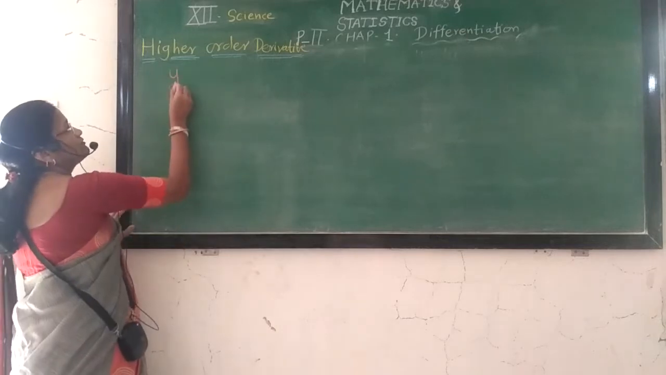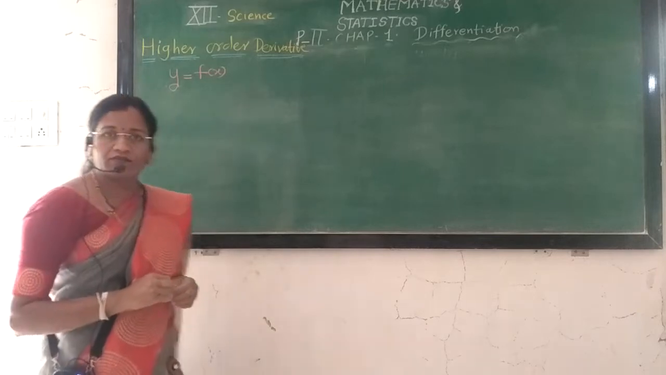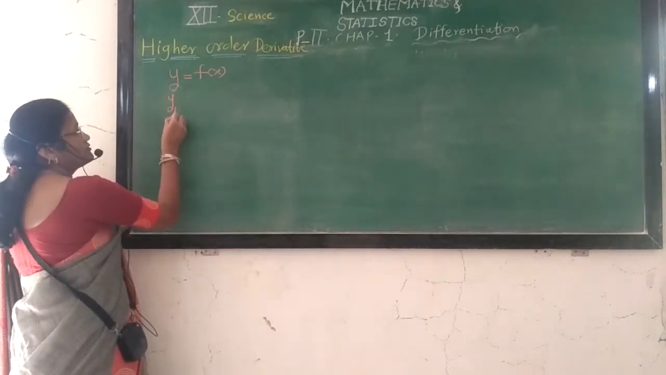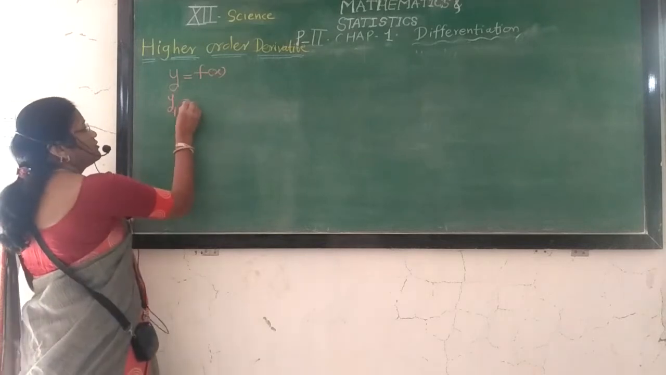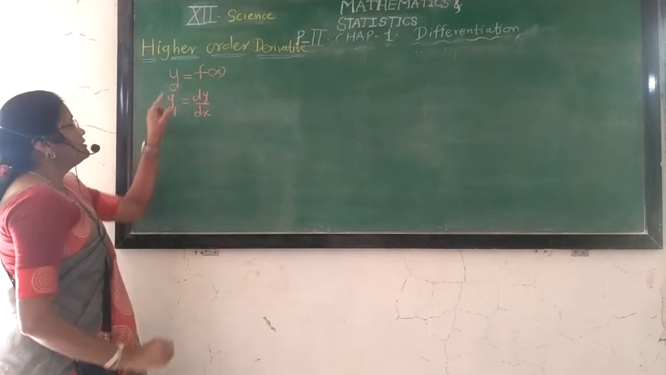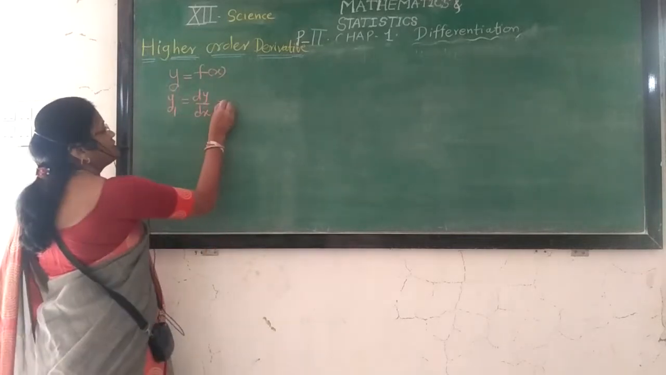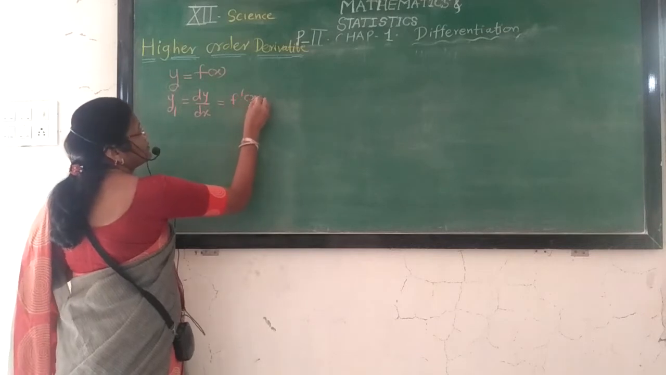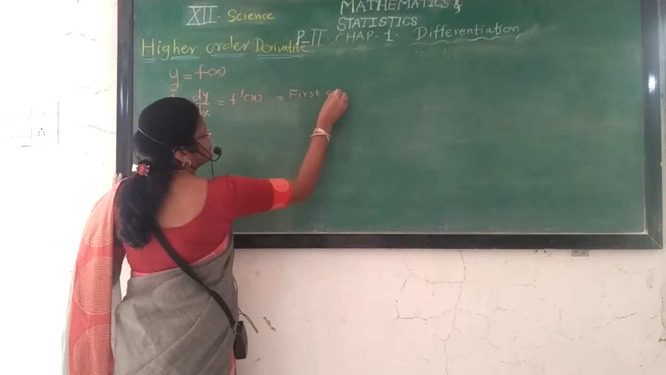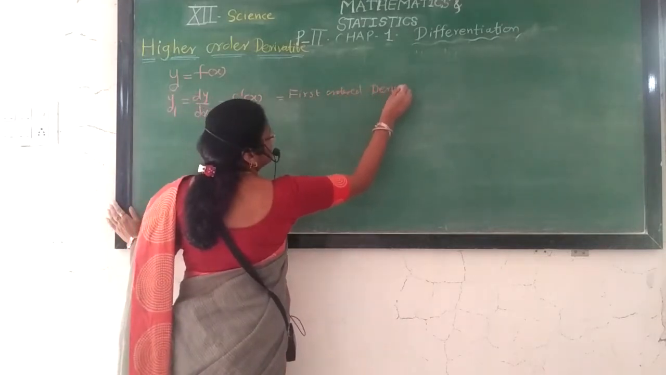So here you are given that y is a function of x, meaning y is equal to f(x). So the first differentiation is given by y1, or you may take that as dy by dx. As we take differentiation on both sides with respect to x, we get the value f dash x, which is called the first order derivative.